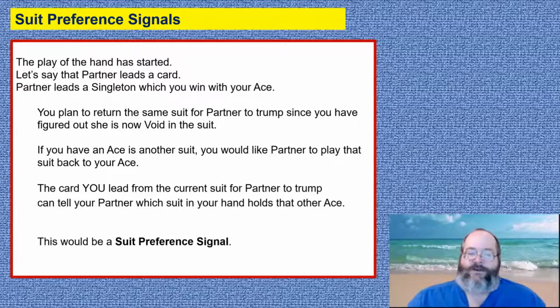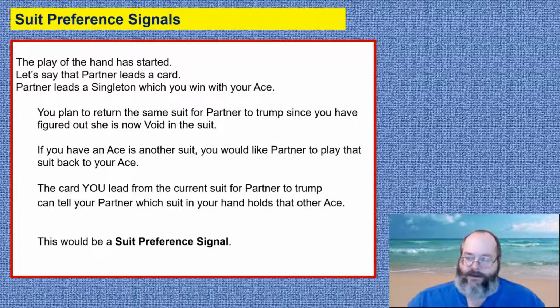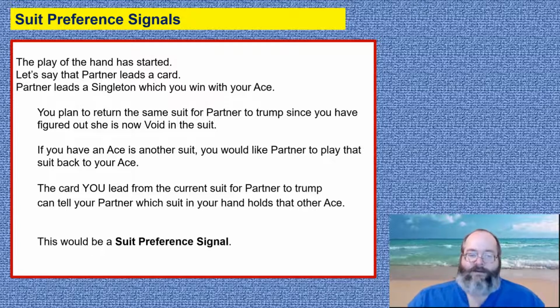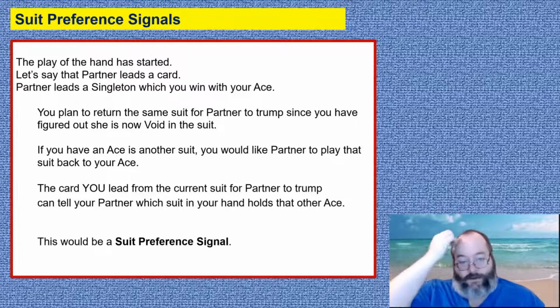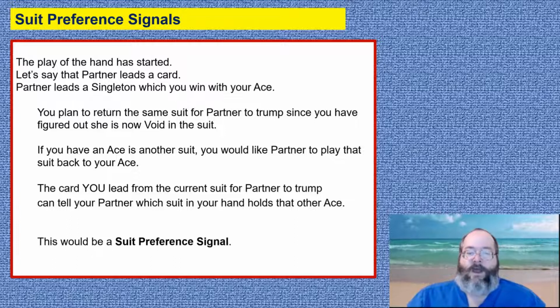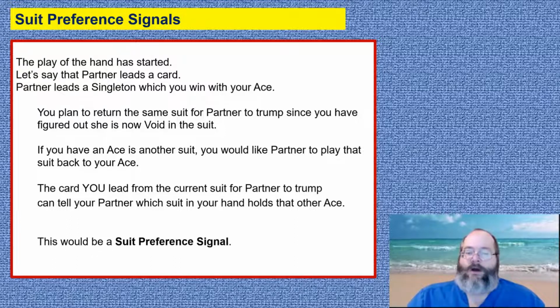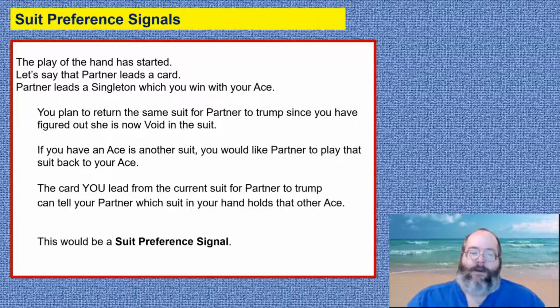So what you'd like to do is repeat this whole process. You'd like to lead a card, have your partner ruff it, have them play a card back to your ace, and then play another one and ruff it. So what you're doing here is letting your partner know, by choosing which card, which suit to lead back.